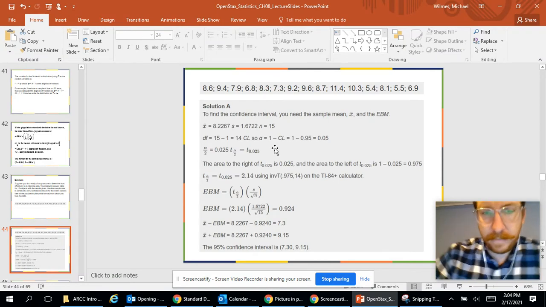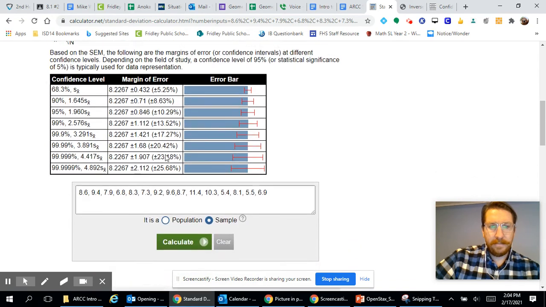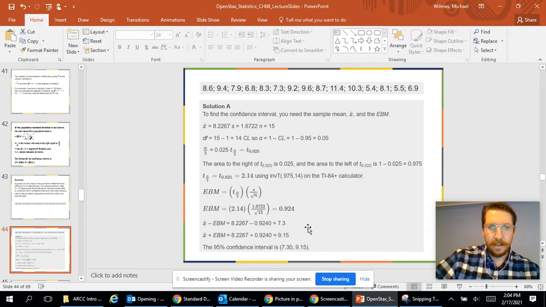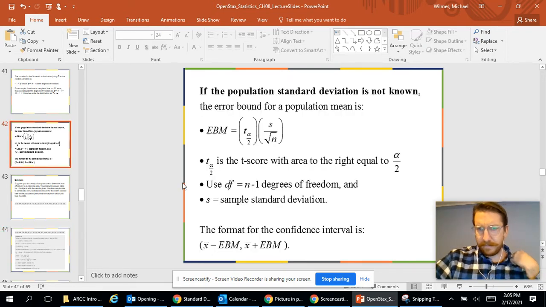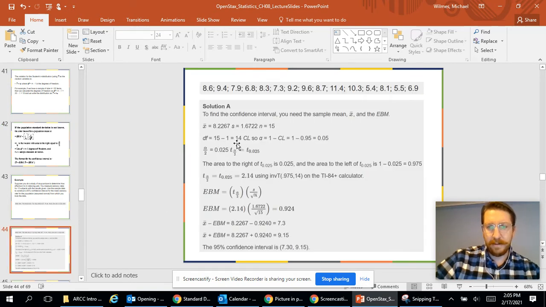So I can take that back here and write them down. Here's the average, 8.2267. Sample standard deviation. Take note, I clicked on sample down here, not population. It's important. And n is 15. All right, next we calculate the degrees of freedom. For these problems, you take your number of pieces of data and subtract 1. So we had 15, 15 minus 1 is 14. So we have 14 degrees of freedom.